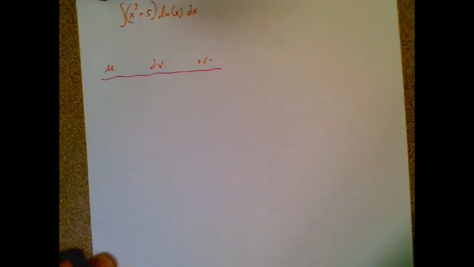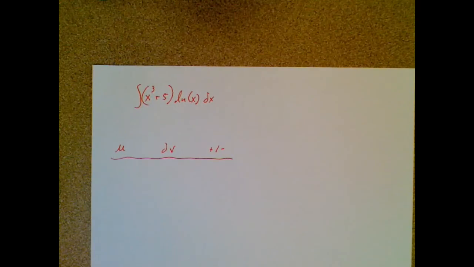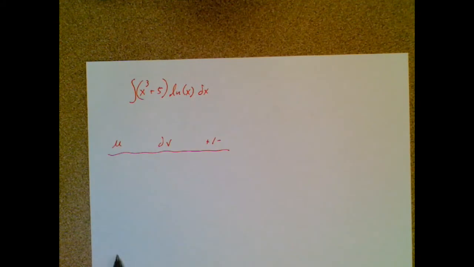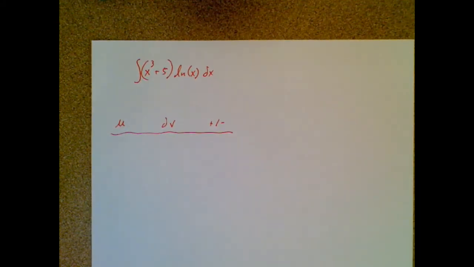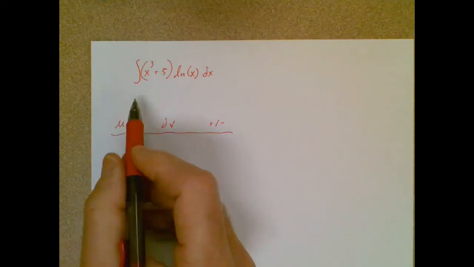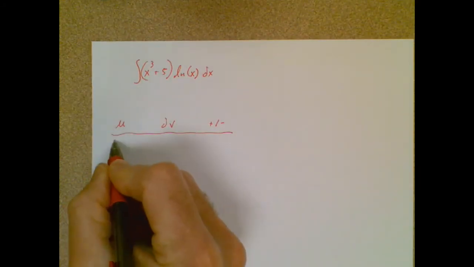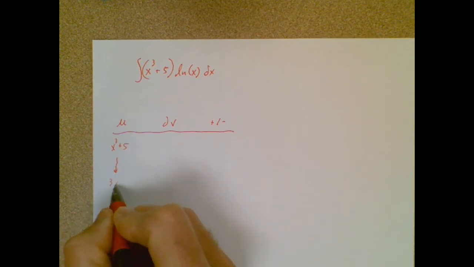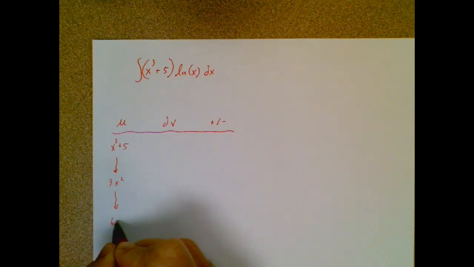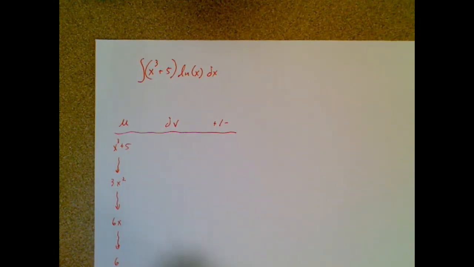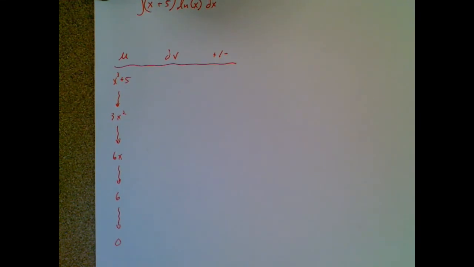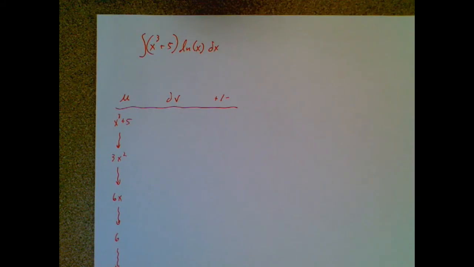Now, this is the reason why I didn't teach this as the primary method. This method is only going to work if you can find something where the derivative eventually leads to a 0. So if I look at this one, I'd say, okay, well, I should go with x to the third plus 5. Because if I do that, I would then have a 3x squared, a 6x, a 6, and a 0. And it seems like I did an awesome job. Tabular integration, here I come.